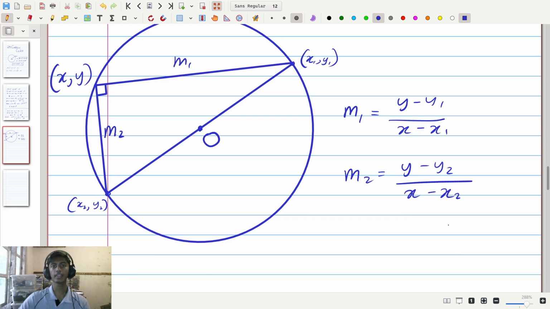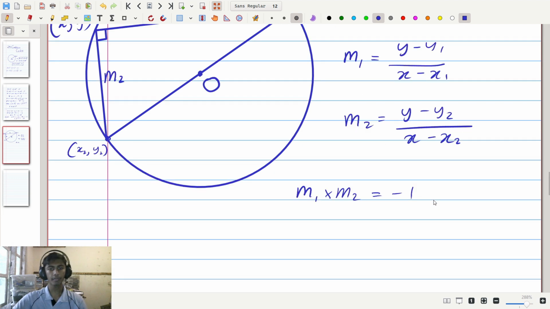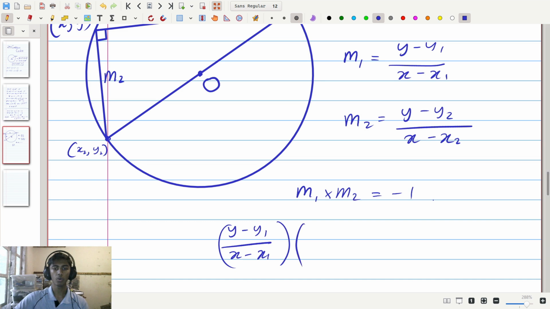Now then, from this video on the top right here, we know that if two lines are perpendicular, then their gradients multiply to negative 1. Therefore, m1 multiplied by m2 must be equal to negative 1. We can now substitute the values of m1 and m2 in, which are y minus y1 divided by x minus x1 and y minus y2 divided by x minus x2. This must be equal to negative 1.